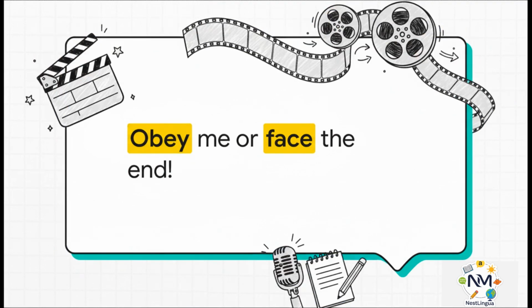And now listen to the villain. Obey me or face the end. The tone is completely different. It's commanding and threatening. Using a powerful verb like obey instantly makes the villain sound dominant. This contrast in how they talk is what makes a scene exciting.